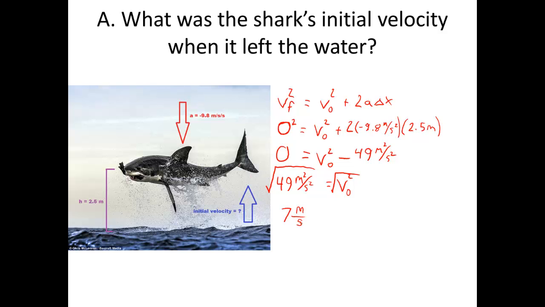So therefore, the initial velocity of the shark as it left the water was 7 meters per second. We have a final answer. One interesting note about that number is that it's about equivalent to 16 miles per hour. Remember that a 5,000 pound creature coming at you at 16 miles per hour can deliver quite a punch.